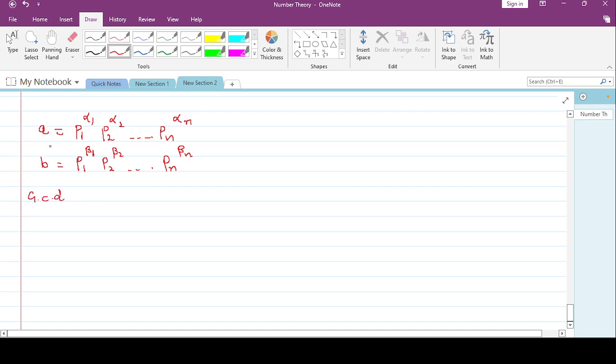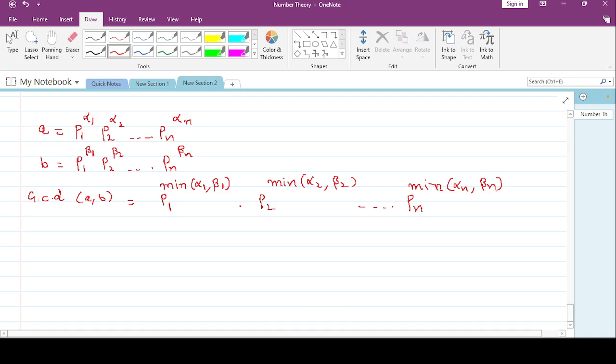Now if you would like to find the GCD of these two numbers, then the formula for this is that you write the first prime number p1, then take the minimum of alpha 1 and beta 1. Similarly, for p2, take the minimum of alpha 2 comma beta 2. And likewise for pn, take the minimum of alpha n comma beta n. We learn this thing with the help of one example, in that case it will be quite clear to you.